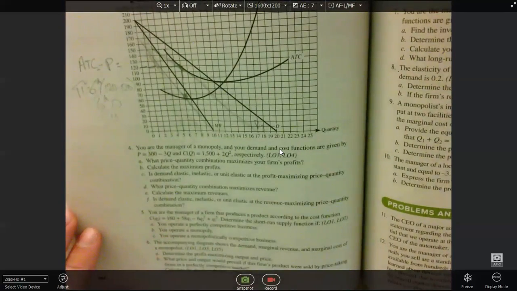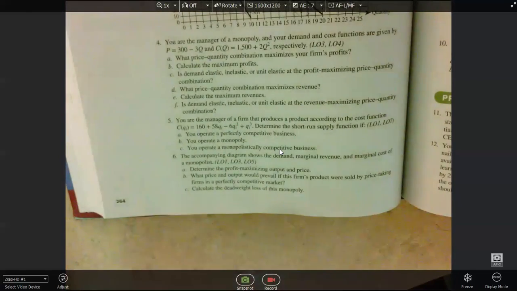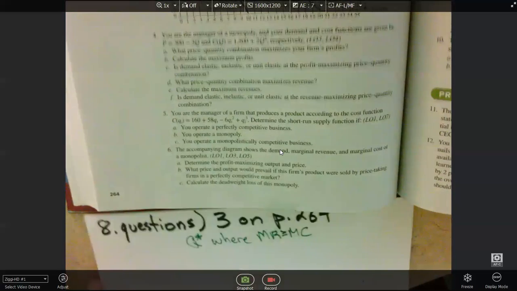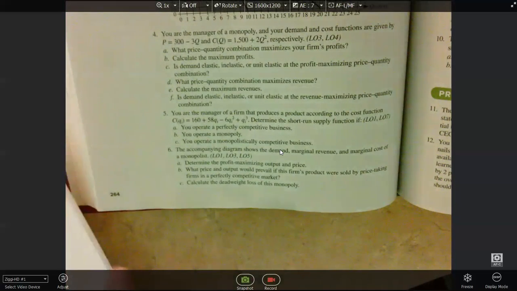What else should we do? We are the manager of a monopoly, and we're given demand and cost functions. You guys want to do that one? Sure. All right, so you are the manager of a monopoly. Your demand and cost functions are the following.